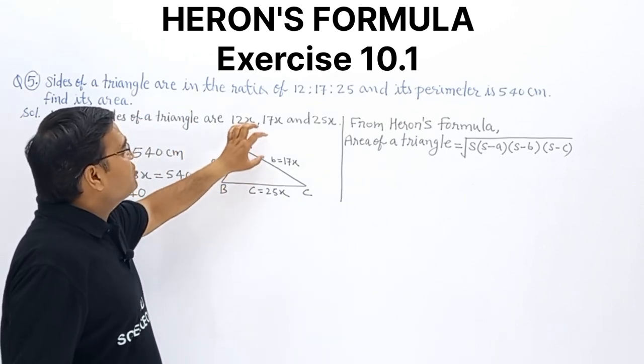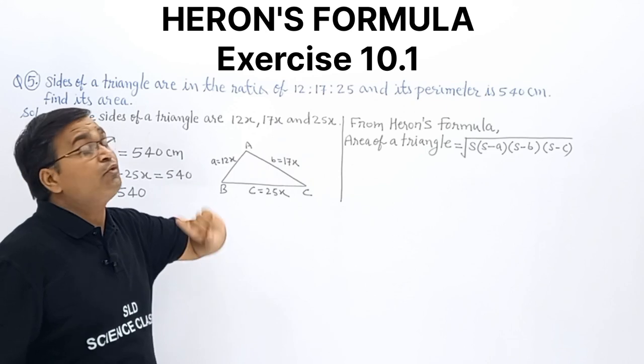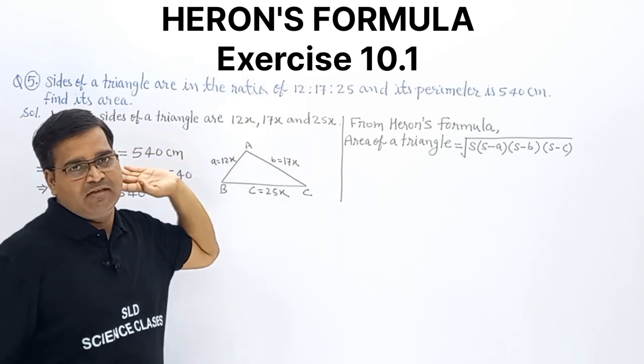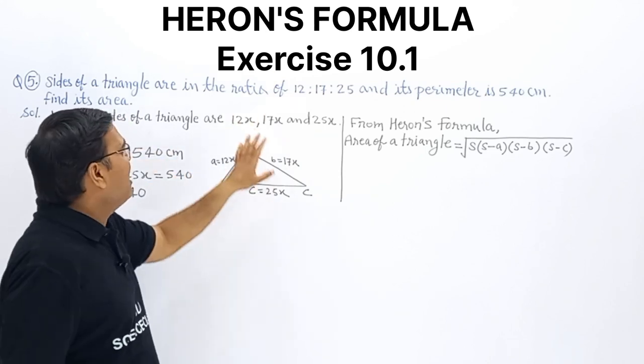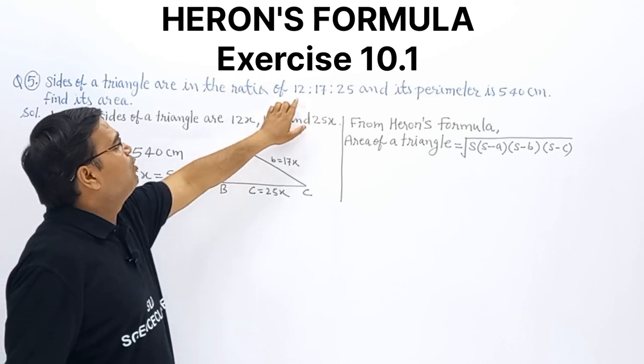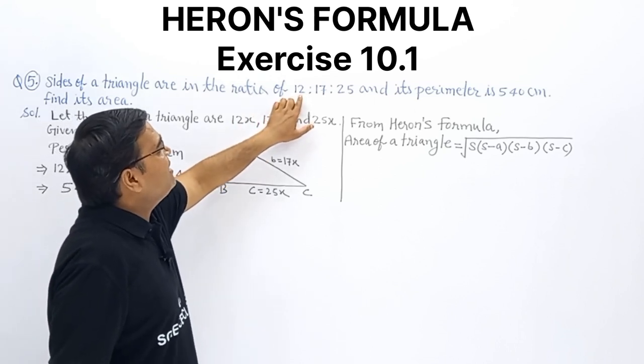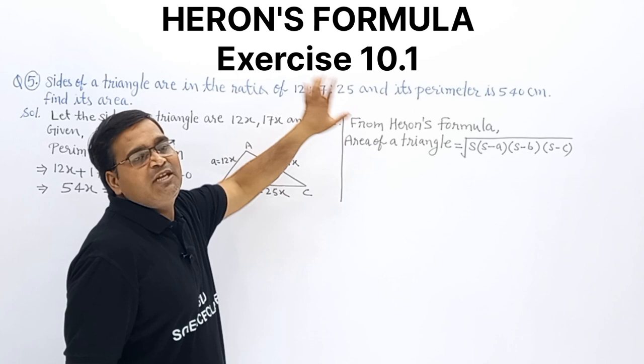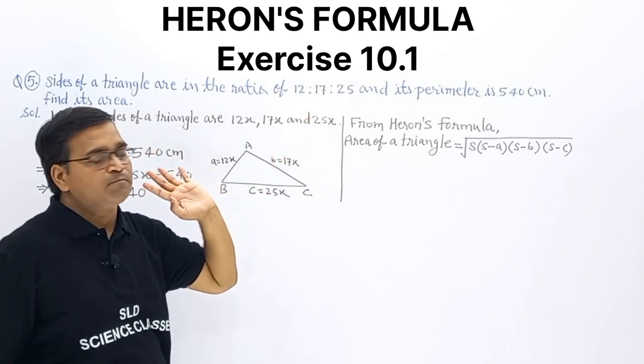We have sides in the form of ratio, so we will assume the sides. We will take any one variable. I am taking x as a variable. So the sides will be 12x, 17x, and 25x. Clear?